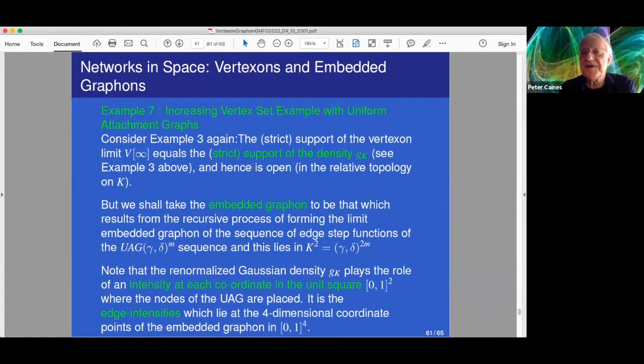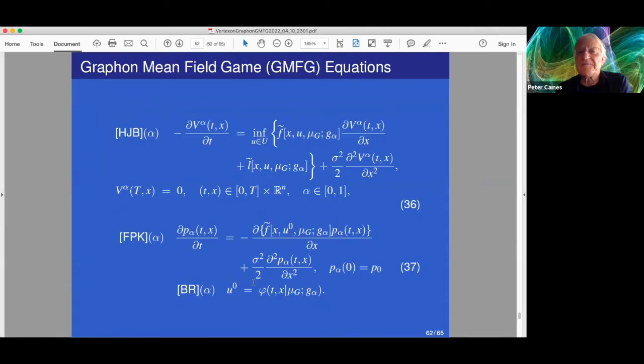Now, to come to an example that we haven't figured out yet, suppose that we take any density in the unit square as we did over the unit cube, and then we connect the points in the unit cube using the uniform attachment graph. So then we're pretty sure that we're going to get an object, for instance in the 4-dimensional cube, that will have a non-empty interior, but we don't know what it is yet. Okay, back to the GMFG setup.